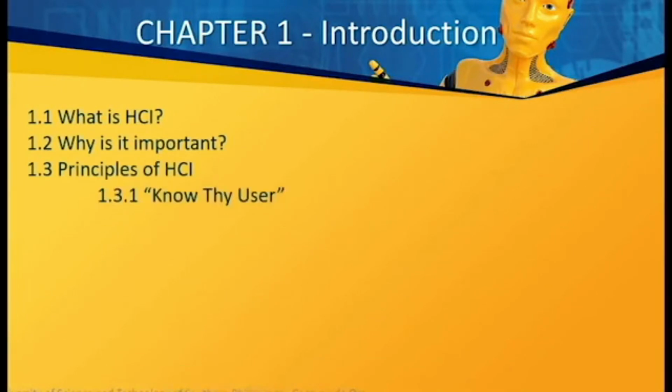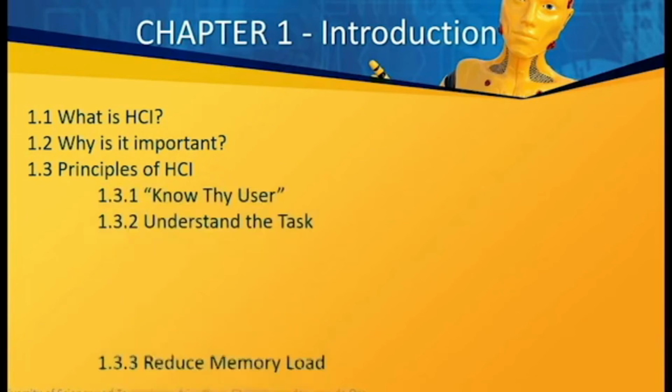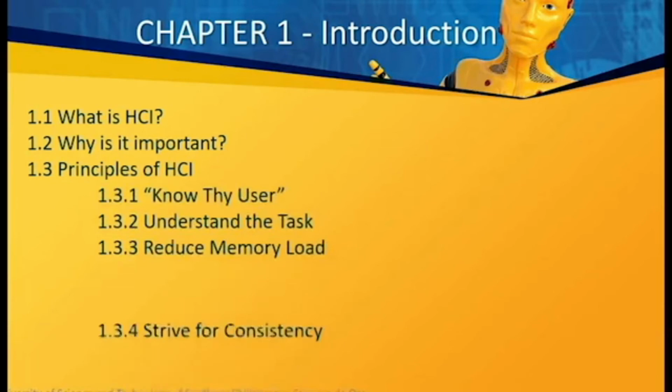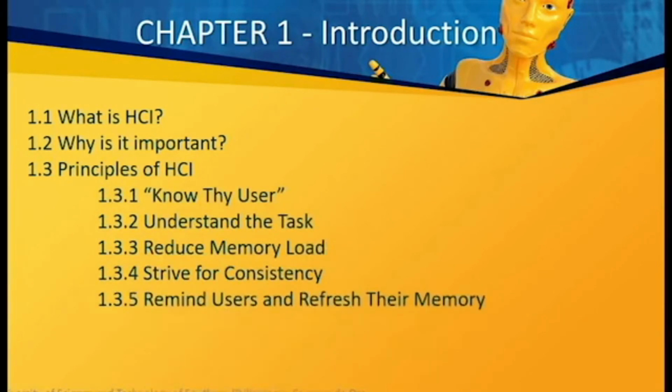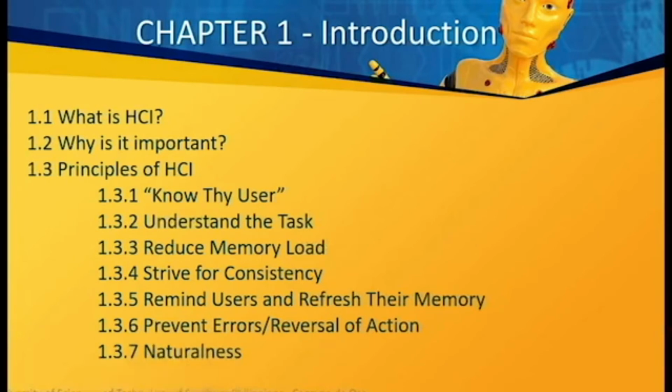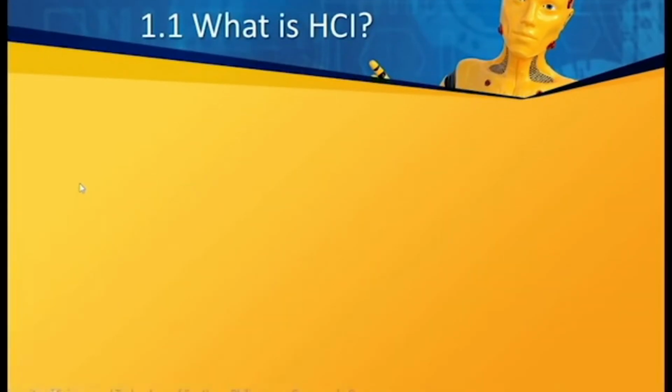Actually, there are seven principles. One is know the user, understand the task, reduce memory load, strive for consistency, remind users and refresh their memory, prevent errors or reversal of action, and then naturalness. These are the seven principles of HCI that we're going to discuss in detail as we go along with our discussion. So what is HCI?